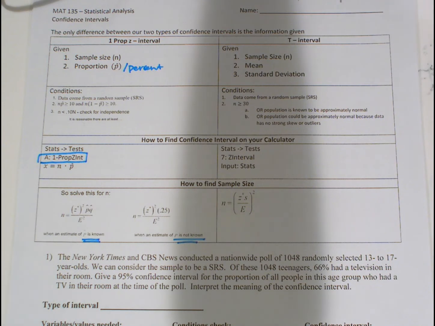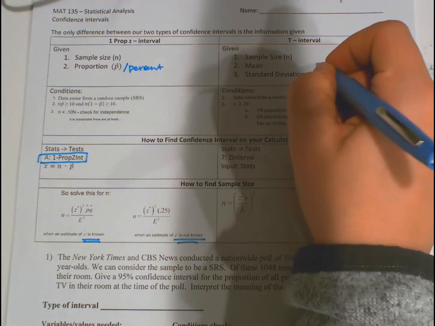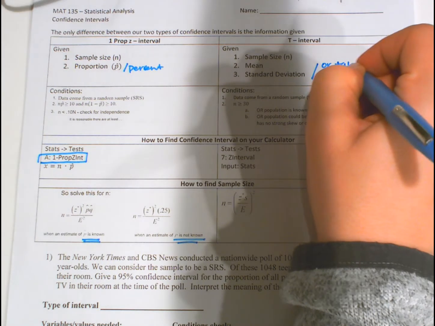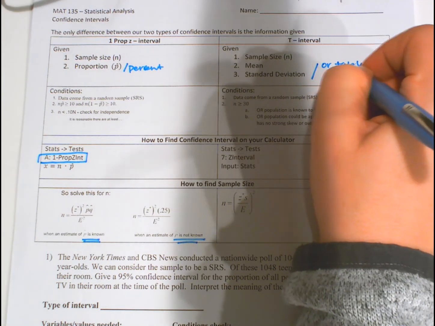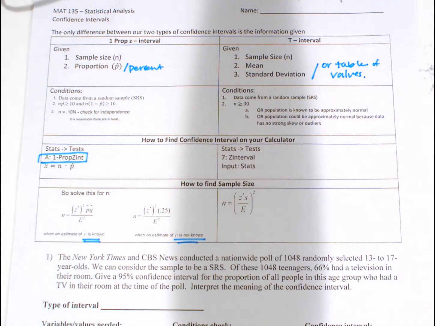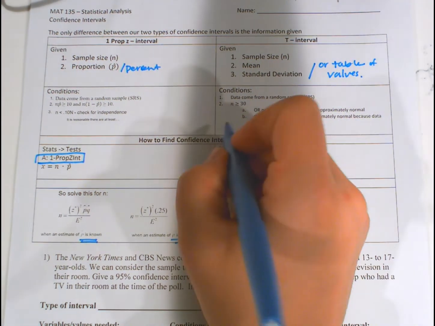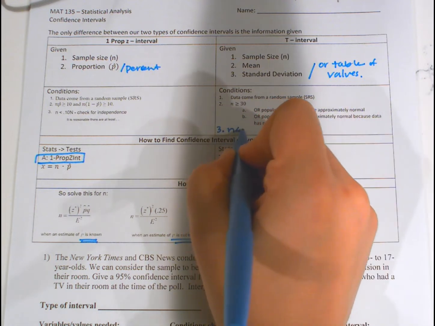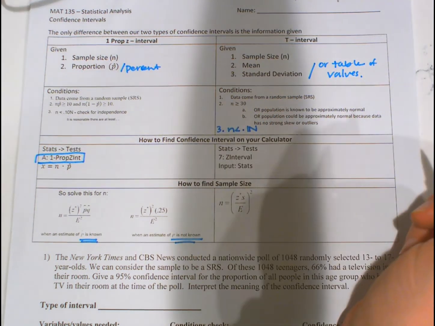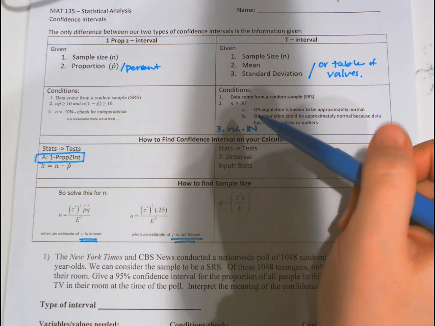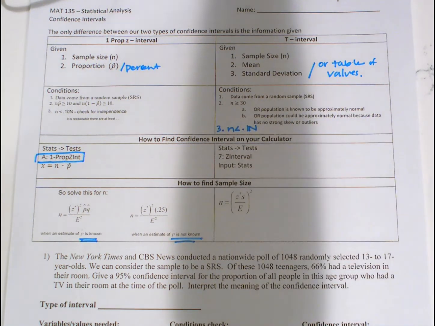Our T intervals is when we're given a mean and a standard deviation, or a set or a table of values, because we can also find it from a table of values or data. Our conditions, we also need it to be a simple random sample, so that one doesn't change. The only real difference in conditions, because this should still have number 3's condition to be the same as well, is that your n value just needs to be greater than or equal to 30, and if it's not, then we need it to say that the population is normally distributed.